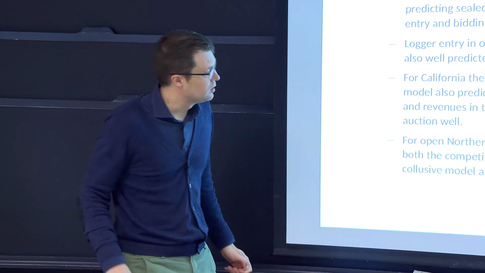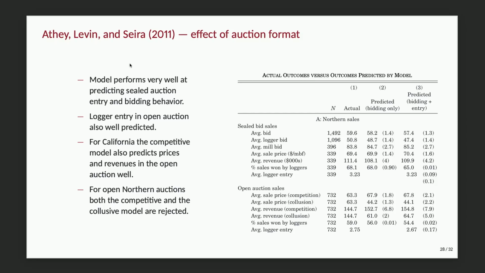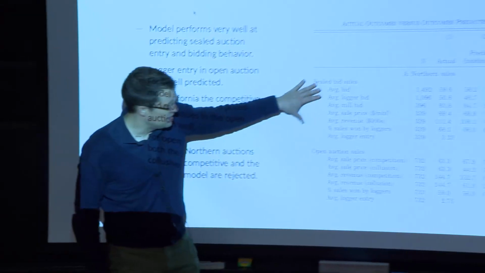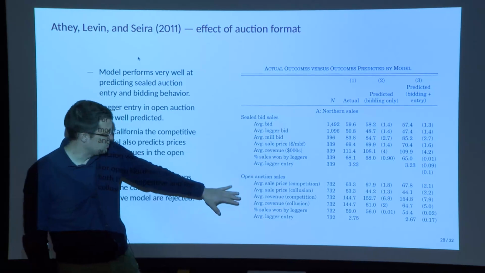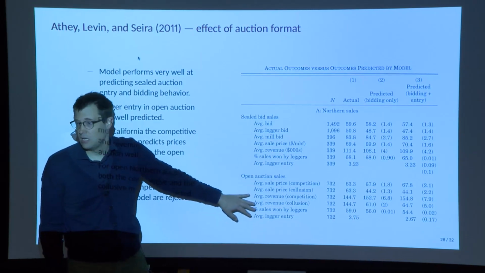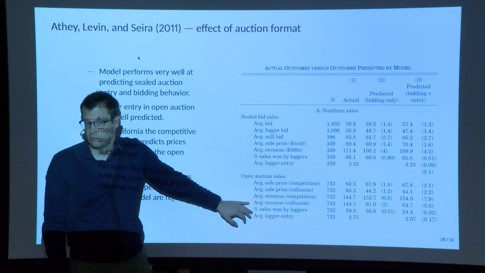So here's a table that compares separately for the northern sales and California the out of sample performance of their model. So they have some holdout auctions, okay, and they simulate outcomes for this holdout auction from their model and compare it to what actually happened in those auctions. And they do this for sealed bid, holding the mechanism on which they estimate constant. And they also do this for the open auction format, which they actually never use for estimation.